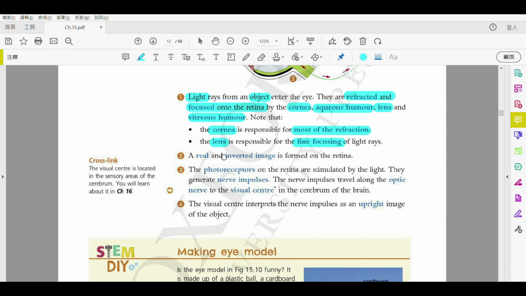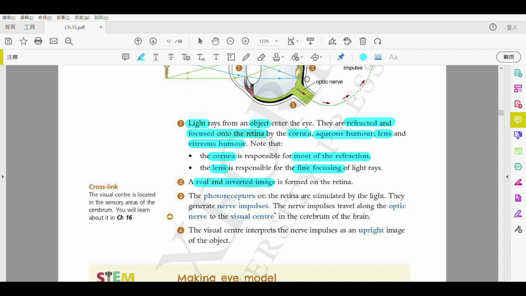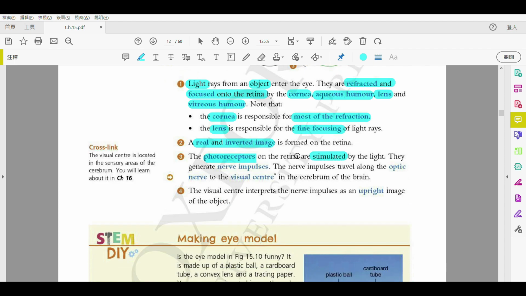And then what is happening? So there is a real and inverted image. Inverted 係代表倒置咗嘅，倒轉咗嘅. Alright, so it's like upside down image is formed. And then, like on the retina, this green area, if you look at the diagram above, on the retina, there are the photoreceptors. So the two types of photoreceptors are the rod cell and cone cell, right? And then they will be stimulated, they will generate nerve impulse, and they will send the nerve impulse along the optic nerve to the visual center of the cerebrum.